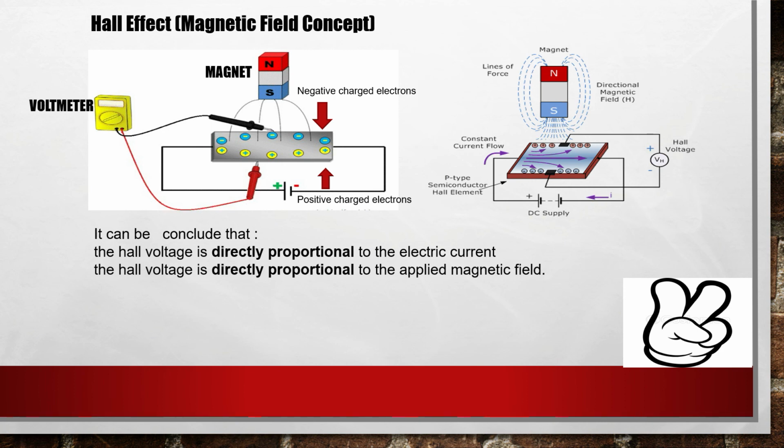The more electrons deflected, the higher the potential difference will be observed on both sides of the plate which is conducting the current. It can be concluded that the Hall voltage is directly proportional to the electric current, and the Hall voltage is directly proportional to the applied magnetic field.